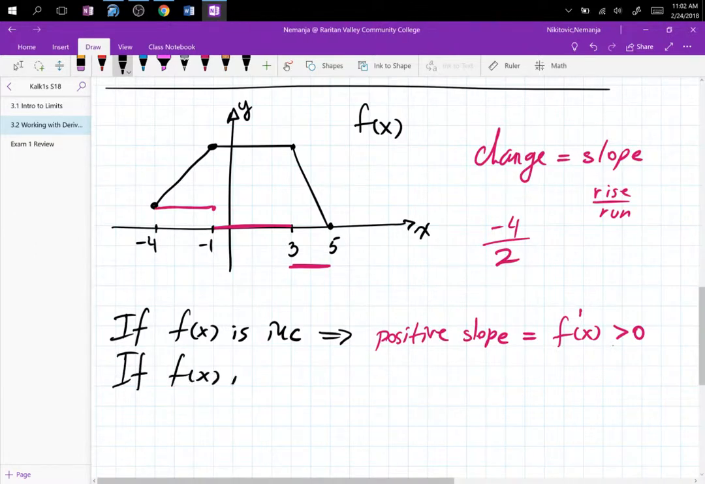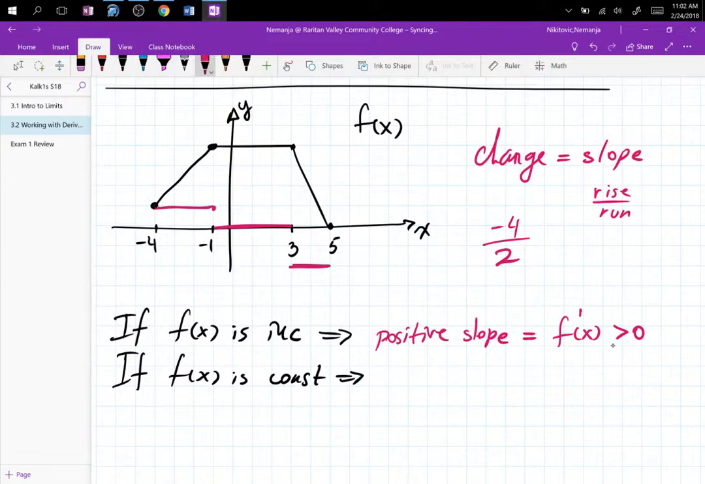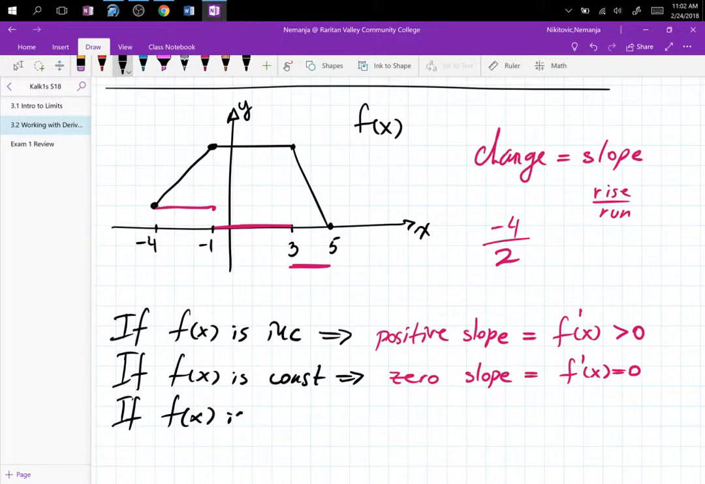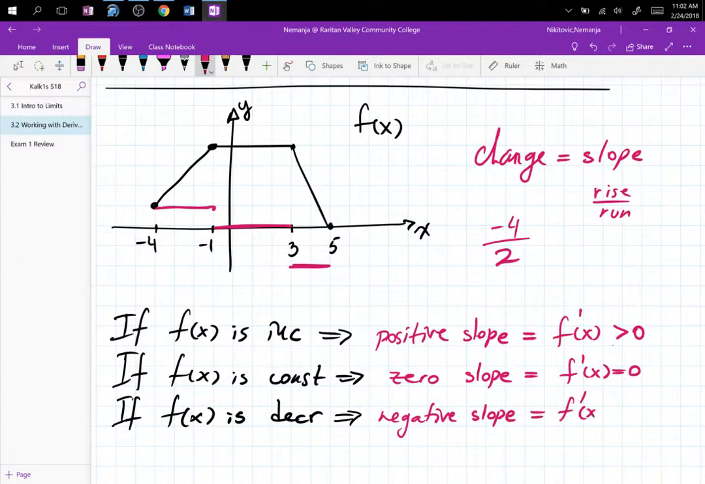If f of x is constant, then we have 0 slope, and that's f prime of x equals 0. And then if f of x is decreasing, we have negative slope, and that is equal to the negative derivative, so you draw below the x-axis.